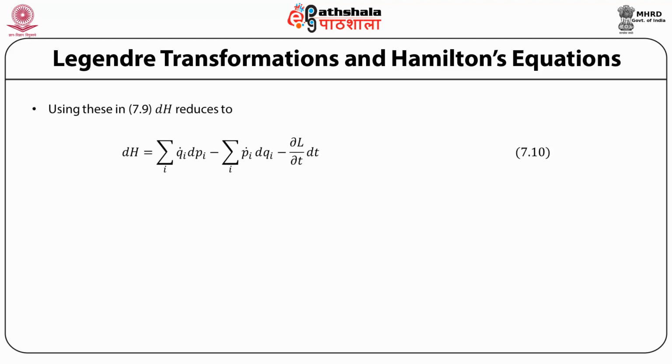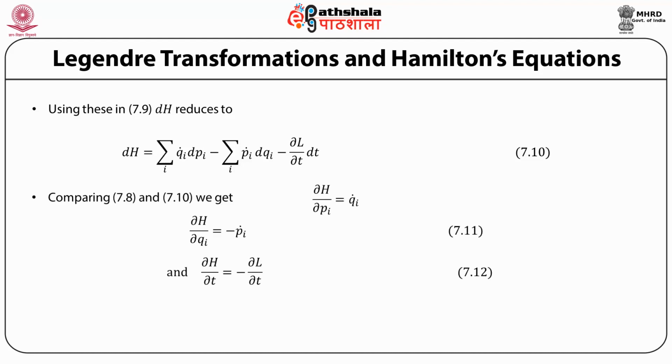Using these, the expression for the total differential of dH can now be written as dH is equal to sigma over i of qi dot dpi minus sigma over i of pi dot dqi minus ∂L/∂t dt. Now comparing these two equations, we immediately get that the partial derivative of H with respect to the ith generalized momentum, that is ∂H/∂pi, is equal to qi dot.